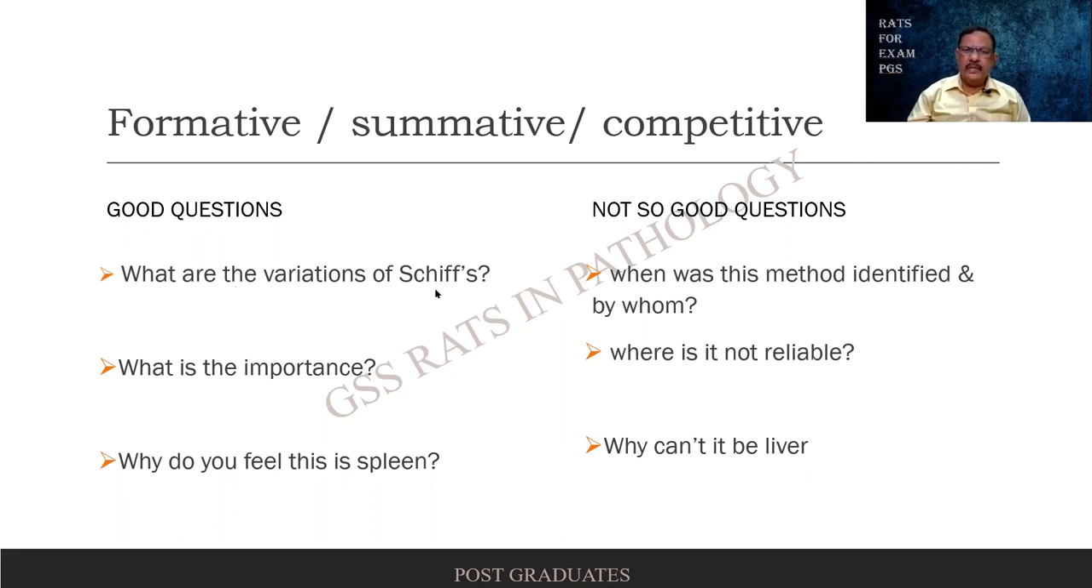What are the variations of Schiff's reagent? Supposing pass is your string. But then there have been some examiners who asked this question also. When was this method identified and by whom? What is the importance of it? Where is it not reliable? Putting a negative in a question is a bad format.